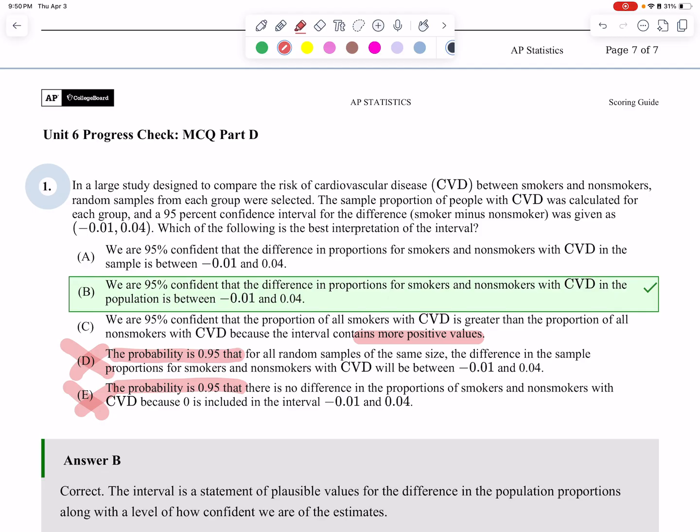A, let's look at: we are 95% confident that the difference in proportion for smokers and non-smokers with CVD is in the sample between. But look, that's the problem, that's what they always do. Those are the main things they always do. They always use the word sample, and you know that's wrong. They always use the word probability, and you know that's wrong. And then they have something else thrown in, like this one here, where this is more positive than negative or something.